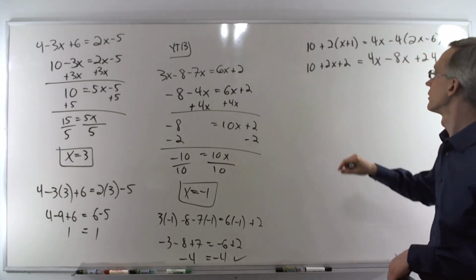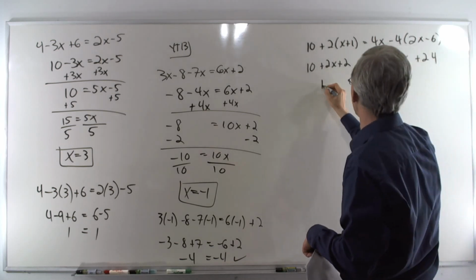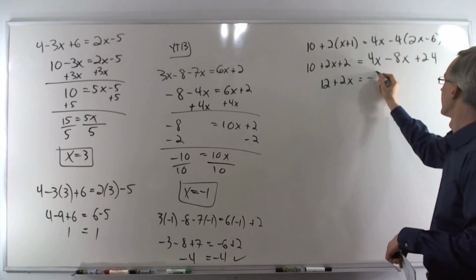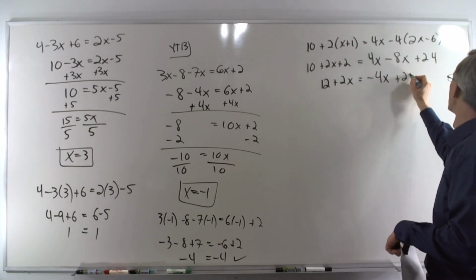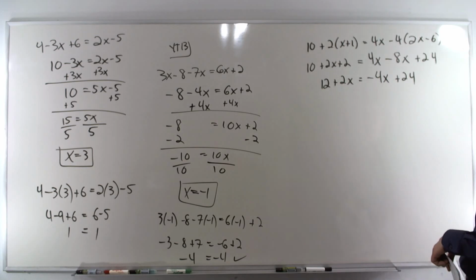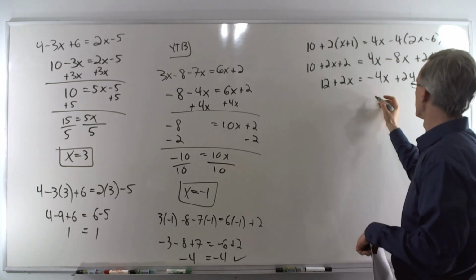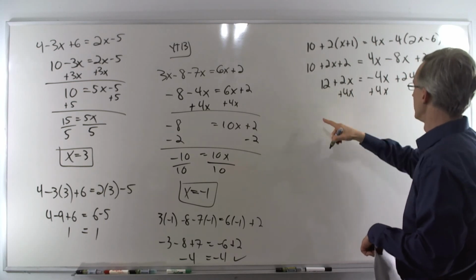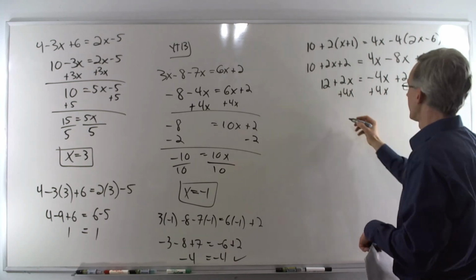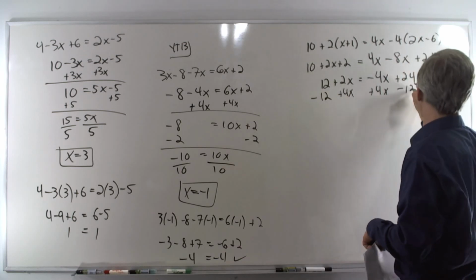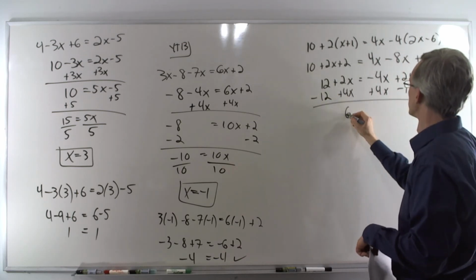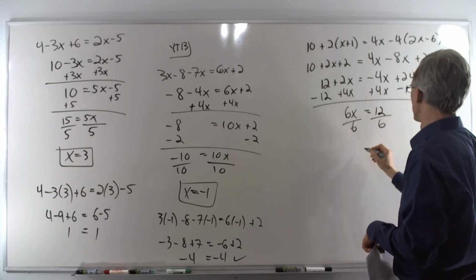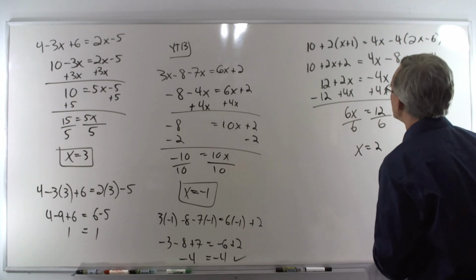Now we can combine like terms. Got two constants over here, so that's 12 plus 2x equals 4x minus 8x is negative 4x plus 24. All right, I'm going to move all the x's to the left, so plus 4x, plus 4x. And that means I'm going to get all the numbers to the right. So subtract 12, subtract 12. So 6x equals 12, divided by 6 on both sides, and x equals 2.